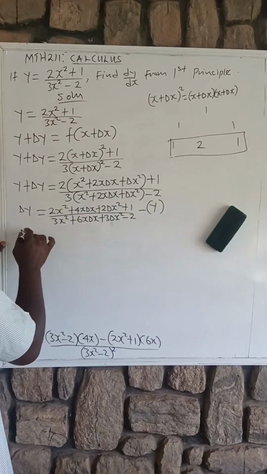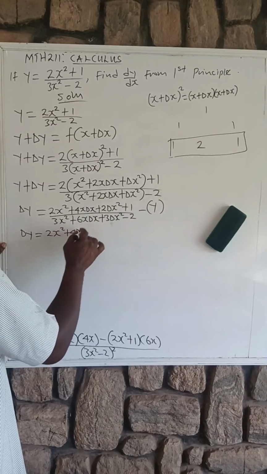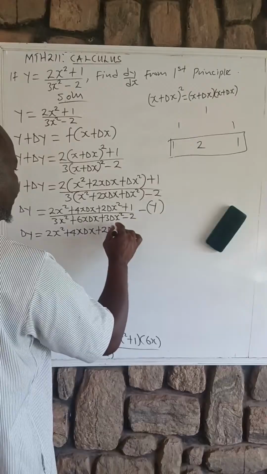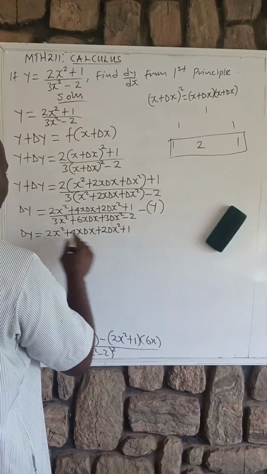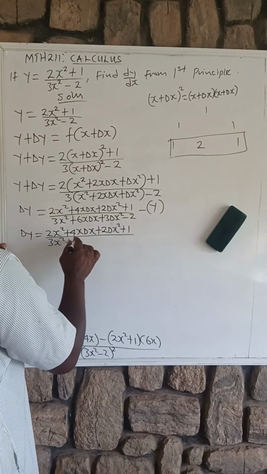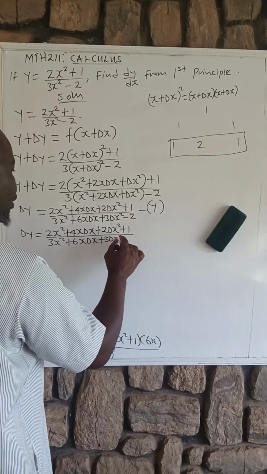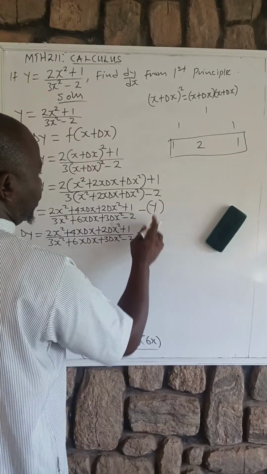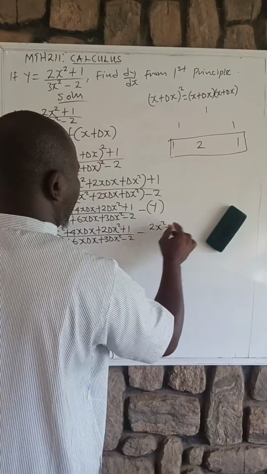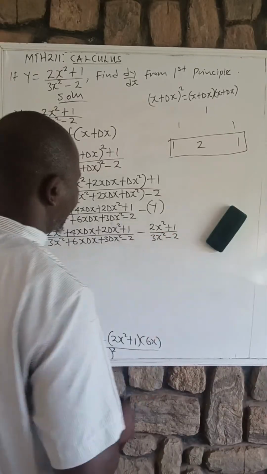Then our dy will now be equals to 2x squared plus 4x dx, hope you are following, plus 2 dx squared plus 1 all over 3x squared plus 6x dx plus 3 dx squared minus 2 minus y, which is this: 2x squared plus 1 all over 3x squared minus 2.